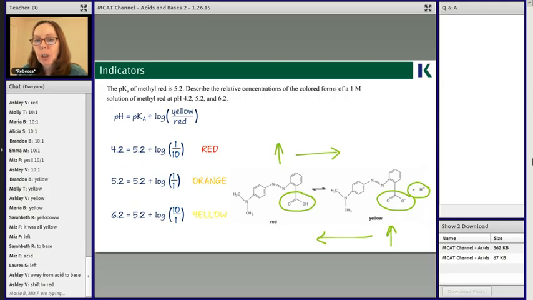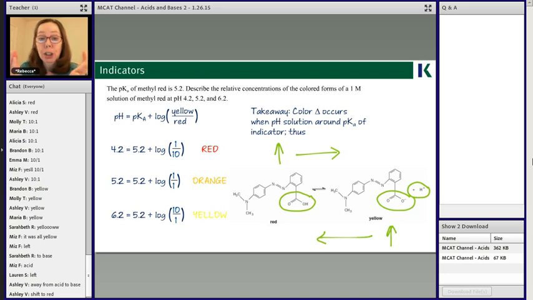So what we're learning from Henderson-Hasselbalch and what we're learning from Le Chatelier are perfectly consistent. So the color change occurs around the pKa, that's when you're going to go from yellow to orange. Then if you keep going, it'll turn more red. If you start out red, going back the other way, that pKa is where it's going to turn to orange and then further to yellow.